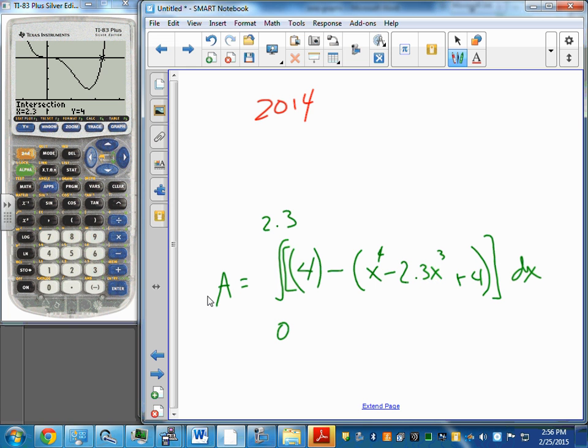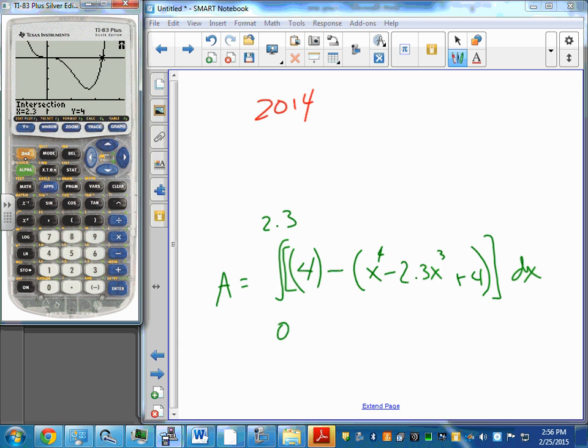I have my calculator, so I can do that on the calculator. Second quit, and Math 9. The top is 4, and the bottom we called Y2, right? Comma X, comma 0, comma 2.3.